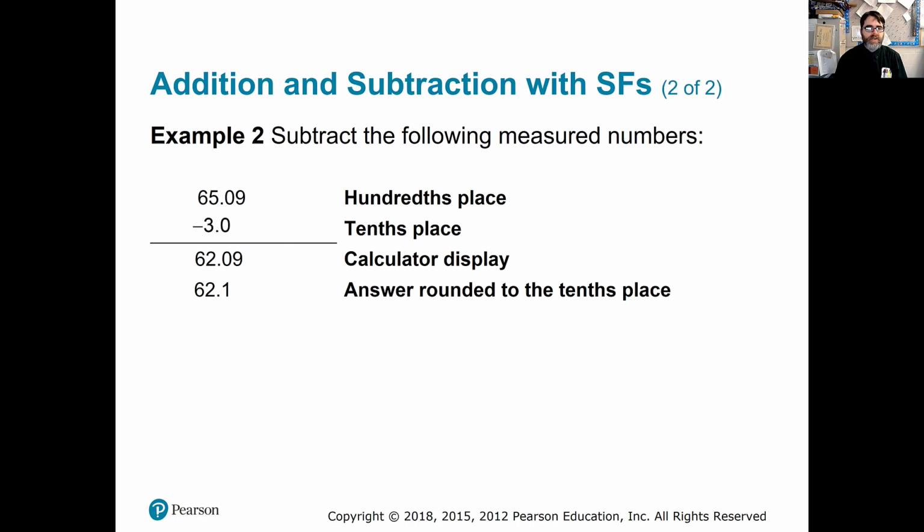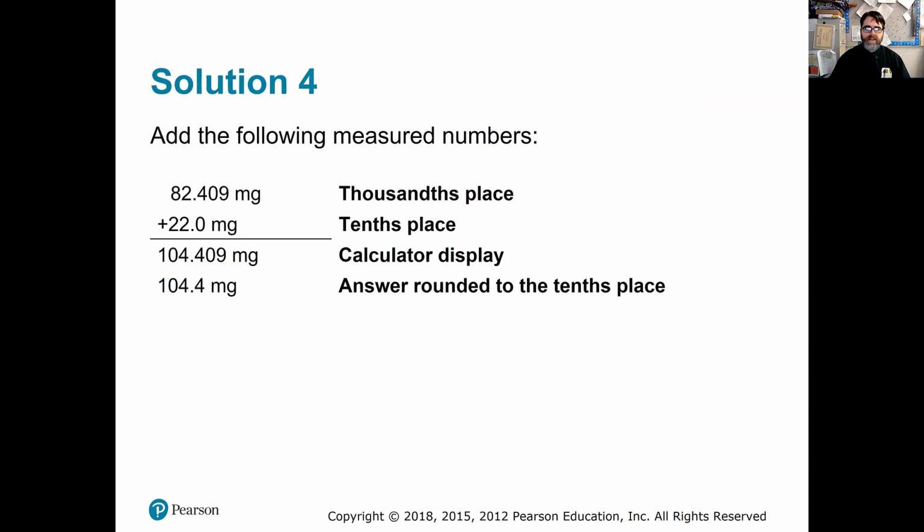This here is 2 more examples, and I probably should have taken the time to erase all the work there and just work it out on my own here, but anyway, you can see here that they've worked it out already, and so this one here goes out to the hundredths place, this one here goes out to the tenths place, so the final answer has to be rounded off to the tenths place. Over here, addition, it's the same thing, that we have the tenths place and the thousandths place, and so the final answer only goes out to the tenths place.